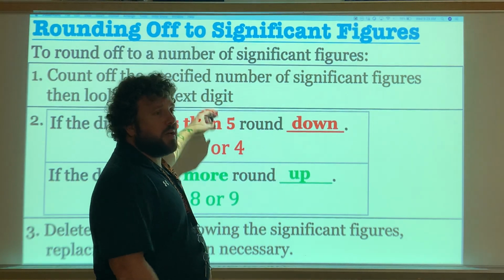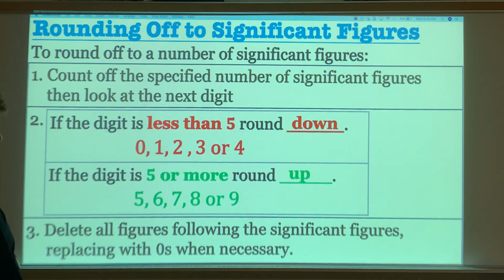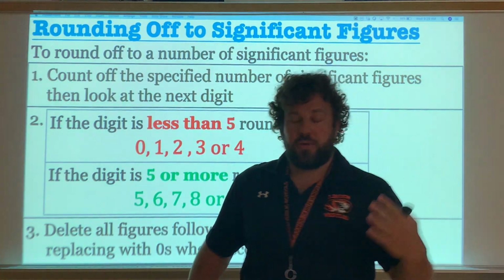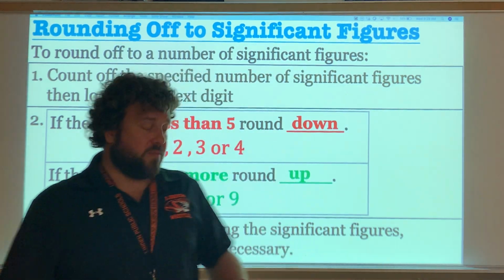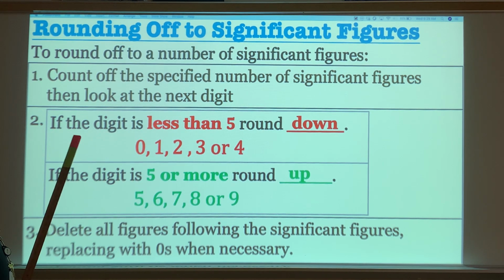So the same rules apply with regular rounding with significant figures. The only difference is you're rounding to different places. You're not going to say round to the 6th place. You'll say round to the 3rd significant digit or 6th significant figure. Okay. You delete all the figures following the significant figures, replacing them with zeros when necessary. All right. Got it?